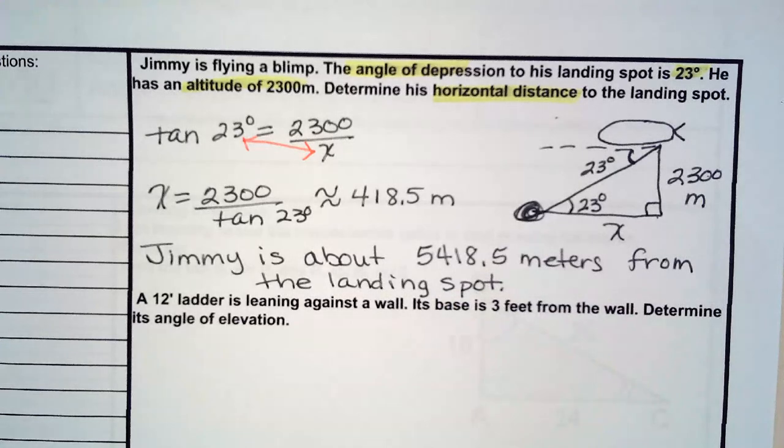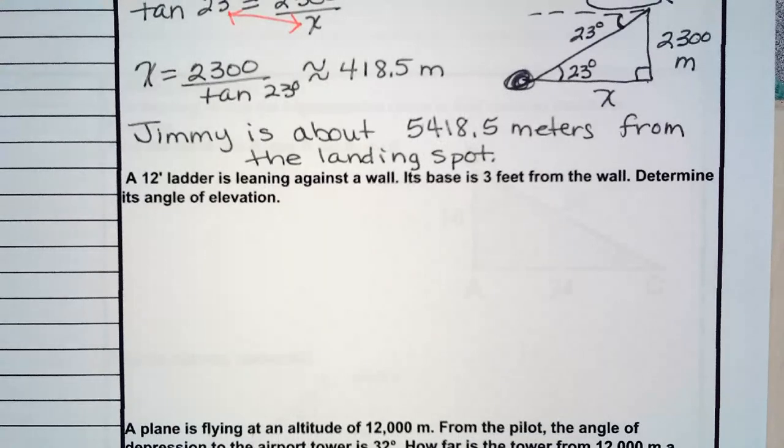Okay, for the next one, we've got a ladder leaning against the wall. Its base is 3 feet from the wall. Determine the angle of elevation.